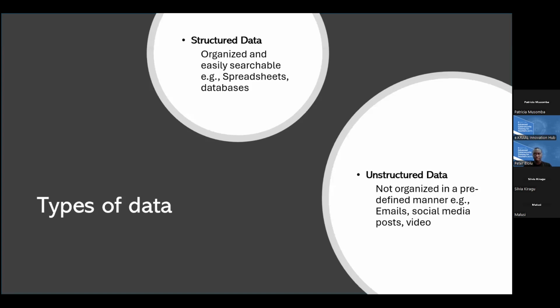Structured data is normally information that is organized, probably being stored in a known format. For example, spreadsheets and databases. And then we also have the unstructured, that we look at as, for example, email, social media, and video, and all the likes. And all these also contribute to the different types of data.